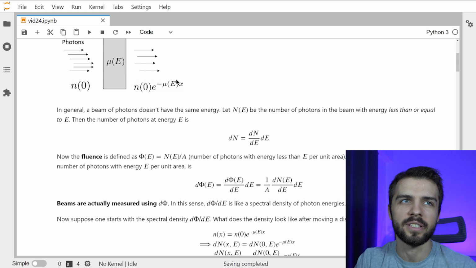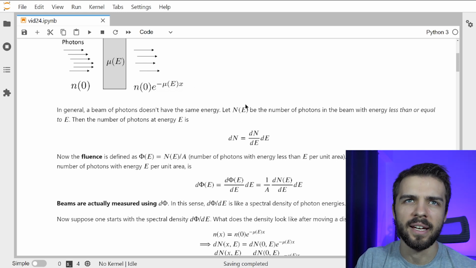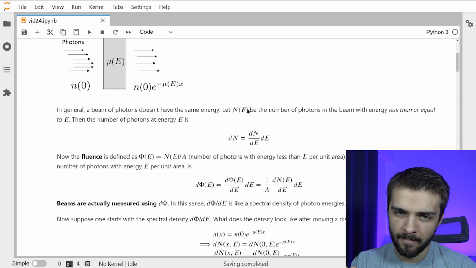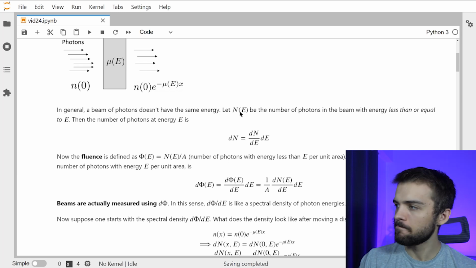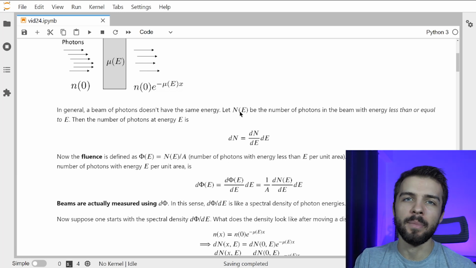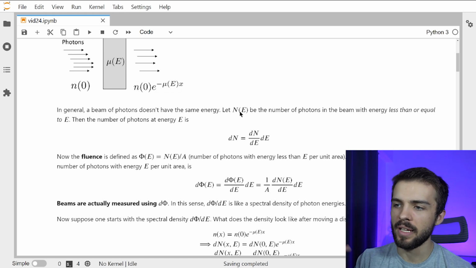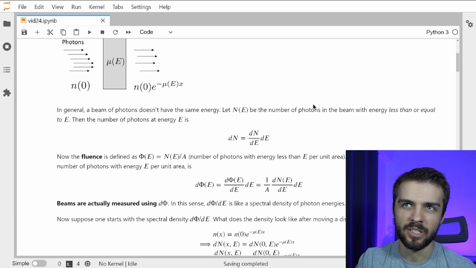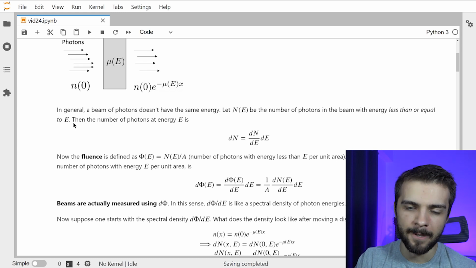And there's an easy way to sort of tabulate this. So first of all, I'm going to let capital N as a function of E be the number of photons in the beam with energy less than capital E. So you tell me an energy, 2 MeV, and I can tell you, okay, 10,000 or less than that. And you tell me an energy, 4 MeV, and I can tell you how many are less than that. That's what capital N does. So it's the number of photons in the beam with energy less than or equal to E.